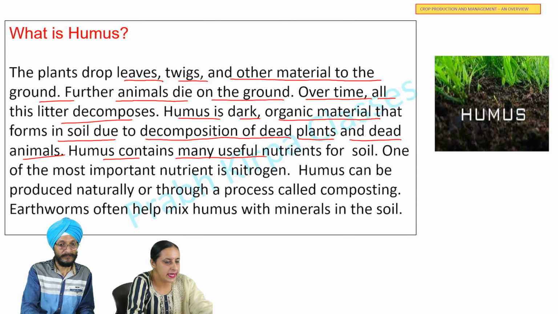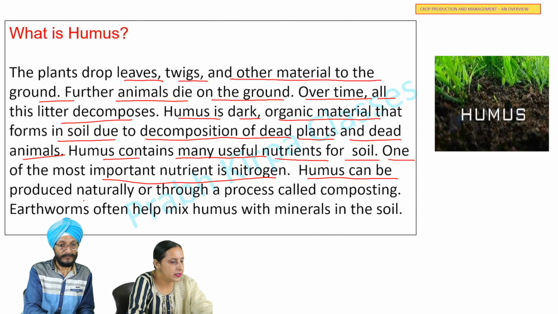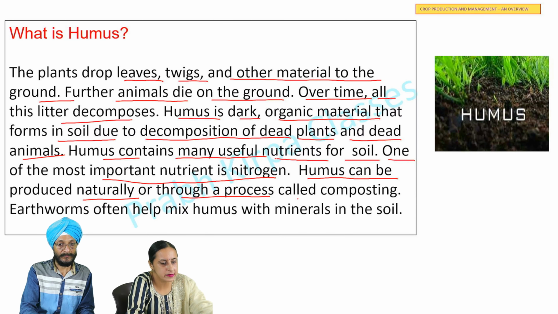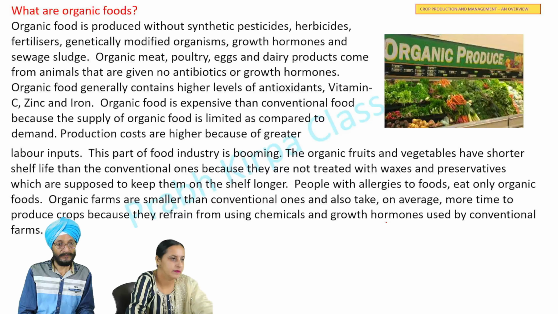Humus contains many useful nutrients for soil. One of the most important nutrients is nitrogen. Humus can be produced naturally or through a process called composting. Earthworms often help mix humus with minerals in the soil.